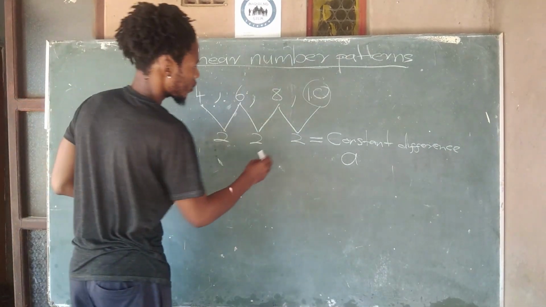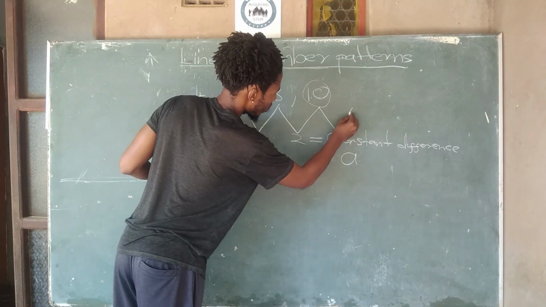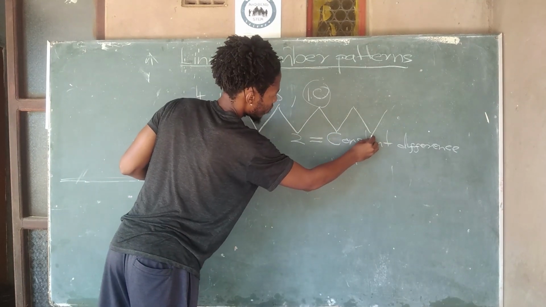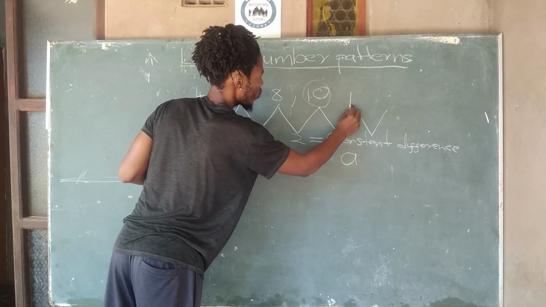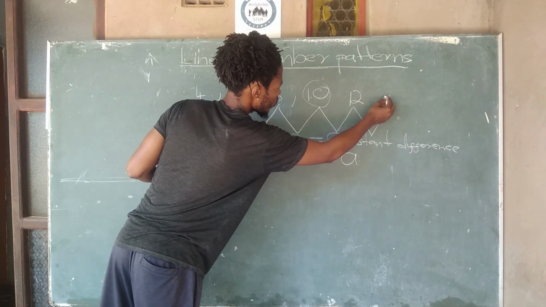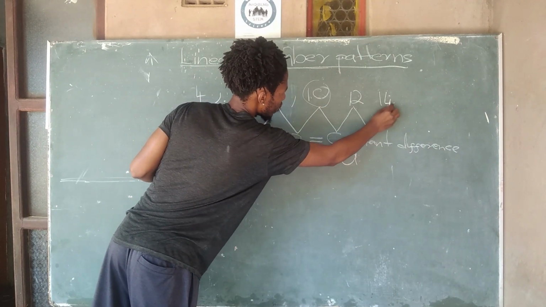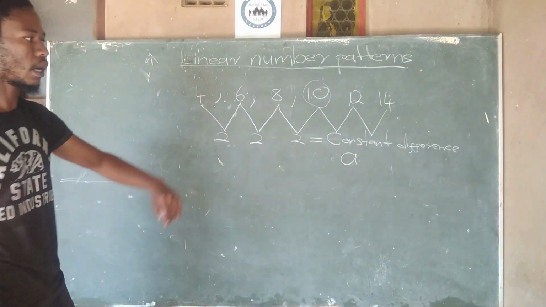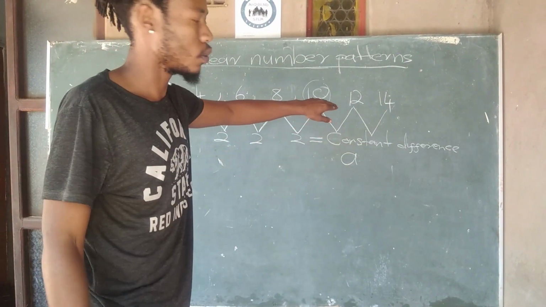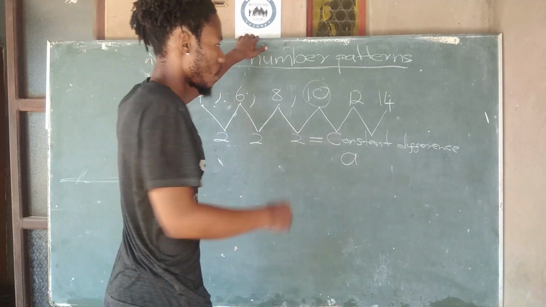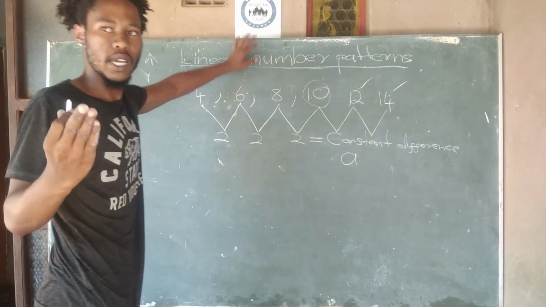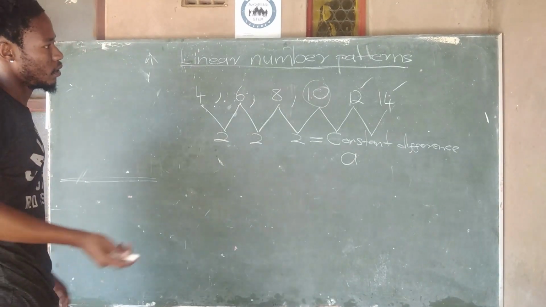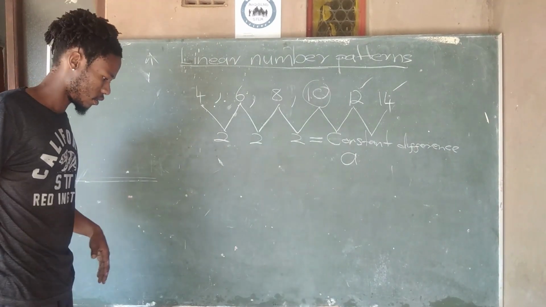So they want the next 2 terms of the sequence. As I told you before, you will add 2. 10 plus 2 is 12. 12 plus 2 is 14. We got our last 2 terms of the sequence. Then you get at least 2 marks for this.